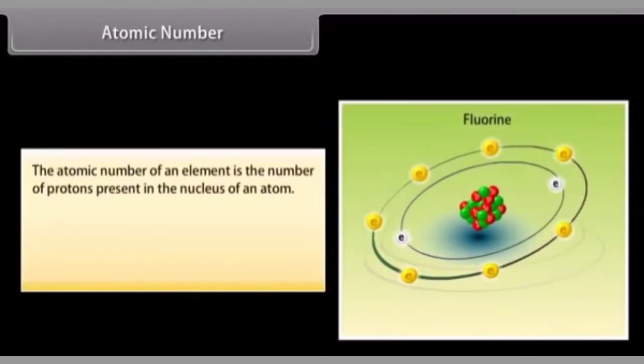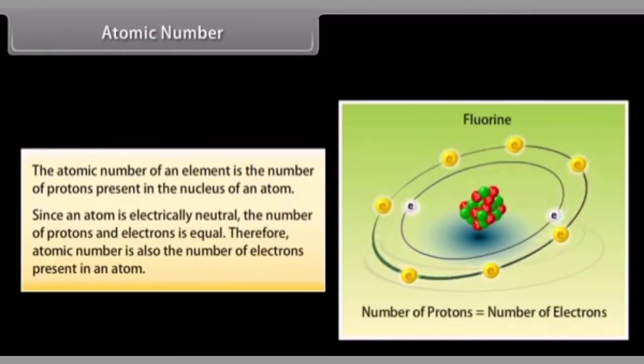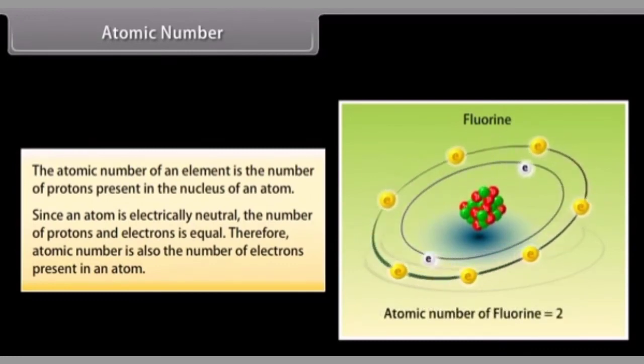Atomic number. The atomic number of an element is the number of protons present in the nucleus of an atom. Since an atom is electrically neutral, the number of protons and electrons is equal. Therefore, the atomic number is also the number of electrons present in an atom.